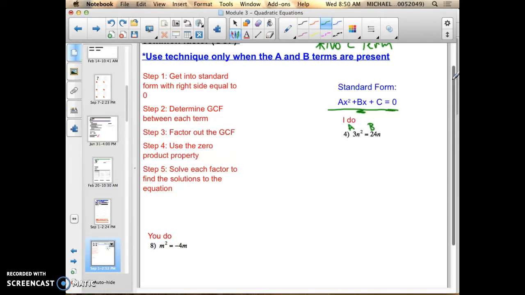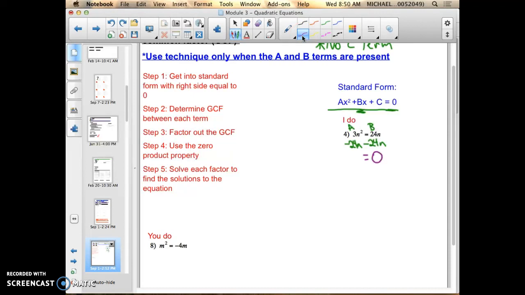I need to move the b term over to the left-hand side because the right-hand side needs to equal 0. This is a positive 24n, so I'm going to do it by subtracting 24n. I'm just subtracting the term from itself to get it to equal 0. Whatever I do to one side, I have to do to the other, so I'm going to write it below the 3n squared. Now 24n minus 24n, the right-hand side will indeed equal 0.